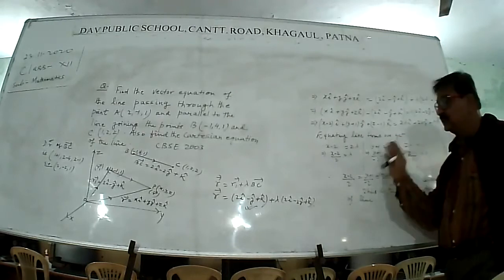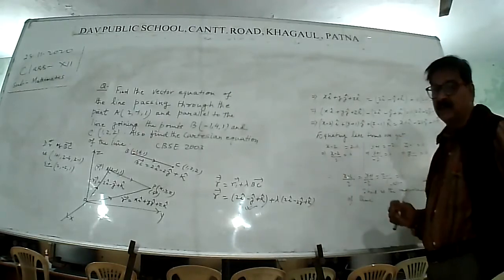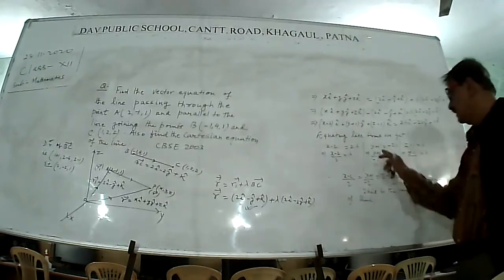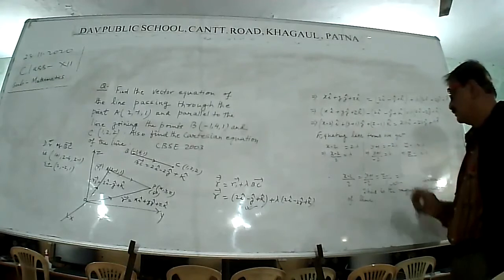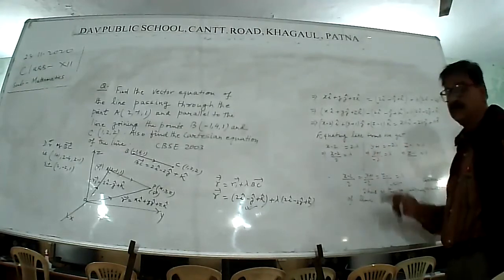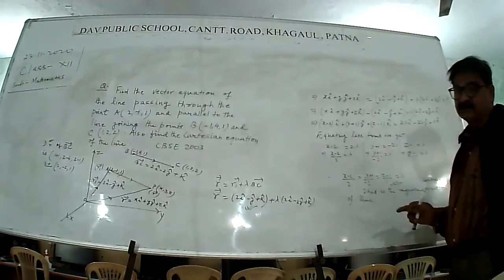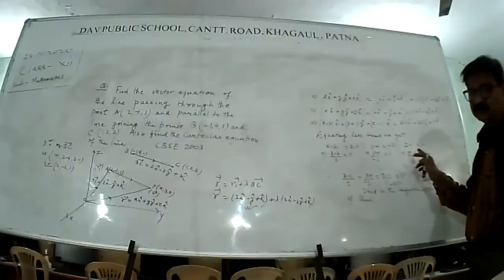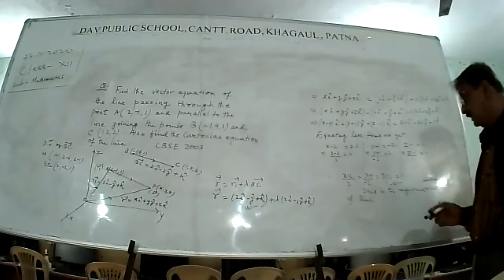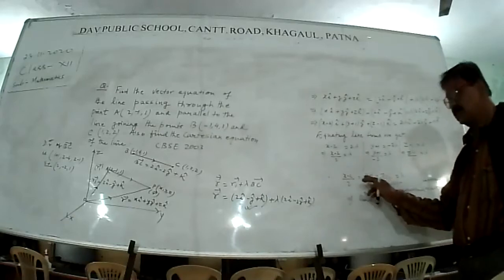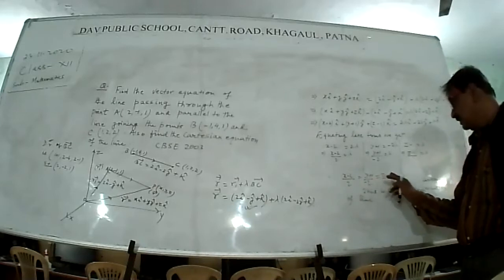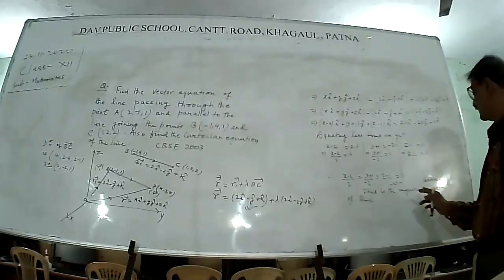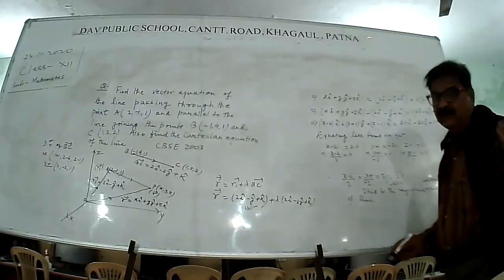Equating like terms, we get x minus 2 is equal to 2 lambda. Therefore, x minus 2 divided by 2 is equal to lambda. Similarly, y plus 1 is equal to minus 2 lambda. This implies y plus 1 divided by minus 2 is equal to lambda. And similarly, z minus 1 is equal to lambda. This implies z minus 1 divided by 1 is equal to lambda. Hence, x minus 2 by 2 is equal to y plus 1 by minus 2 is equal to z minus 1 by 1 is equal to lambda. And this is the required Cartesian equation of line.